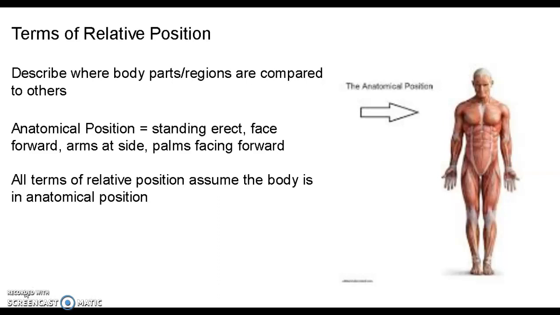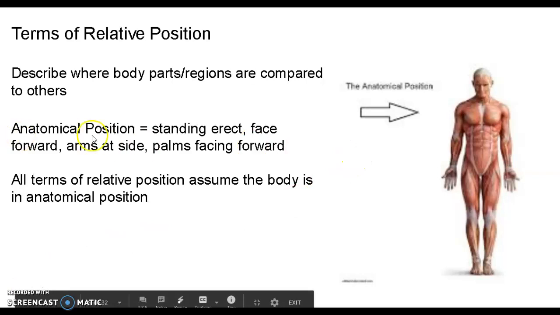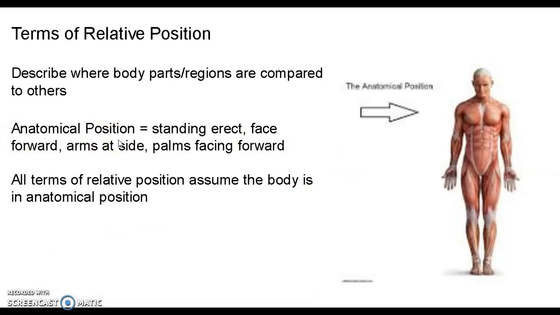When we use terms of relative position, it's really important that we have a starting point, and this starting point is known as anatomical position. This means the body is standing up, face forwards, arms down by your side, and your palms facing forward up to the sky, so that your thumbs are towards the outside of the body. All of the terms that are going to pop up on the next slide assume that the body is positioned in this way.